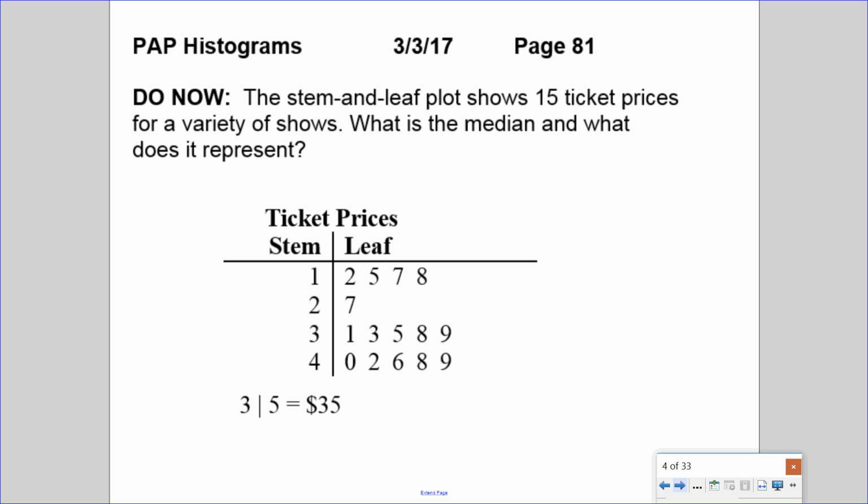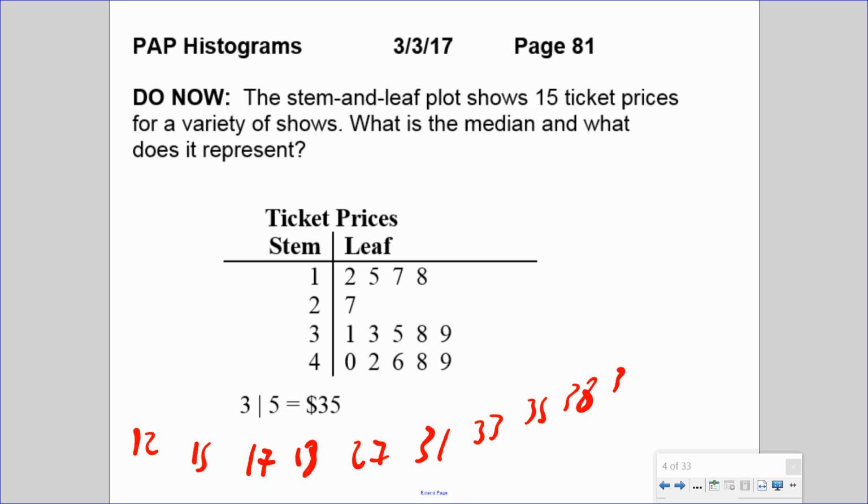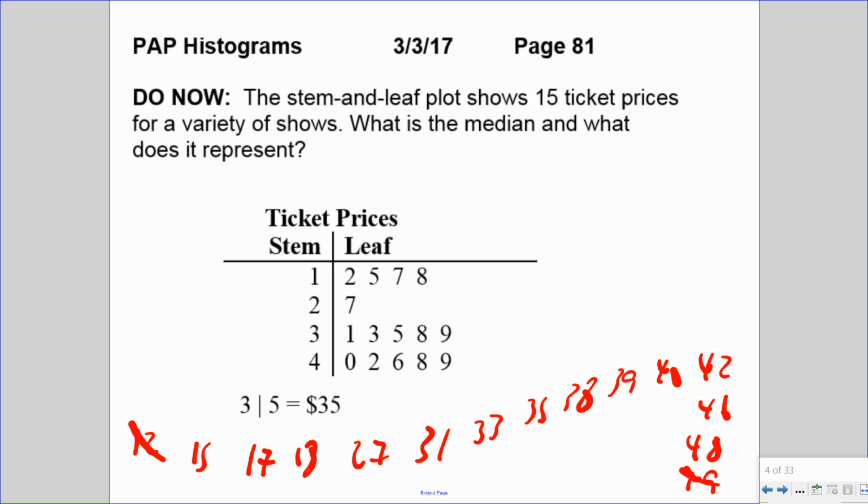So let's look at our previous material. The stem and leaf shows 15 ticket prices for a variety of shows. What is the median? What does it represent? If you put a stem and leaf, it means dollars. So $12, $15, $17, $18, $27, $31, $33, $35, $38, $39, $40, $42, $46, $48, and $49.